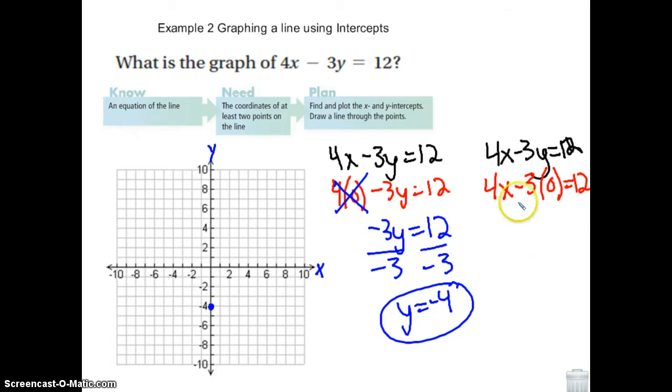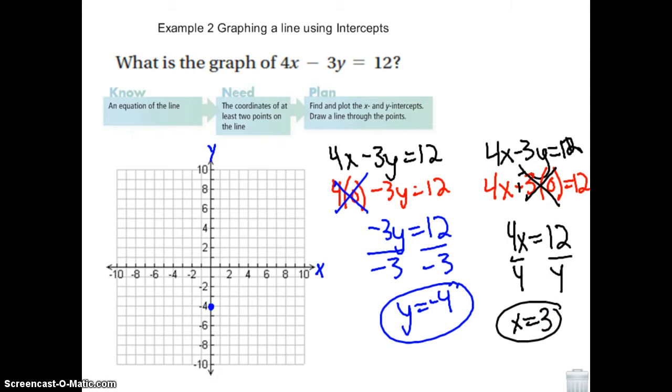Over here, negative 3 times 0 is 0. So I'm left with 4x equals 12. Divide both sides by 4. X equals 3. So I go on the graph and I find on the x-axis, x equals 3, and I put a dot. Now I'm able to graph because I have 2 dots. I graph my line like this.